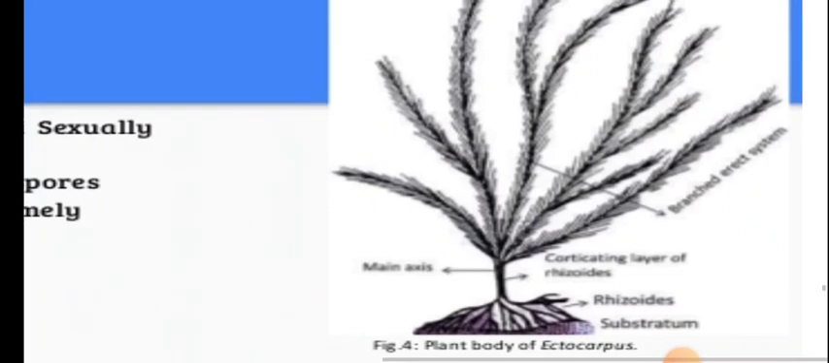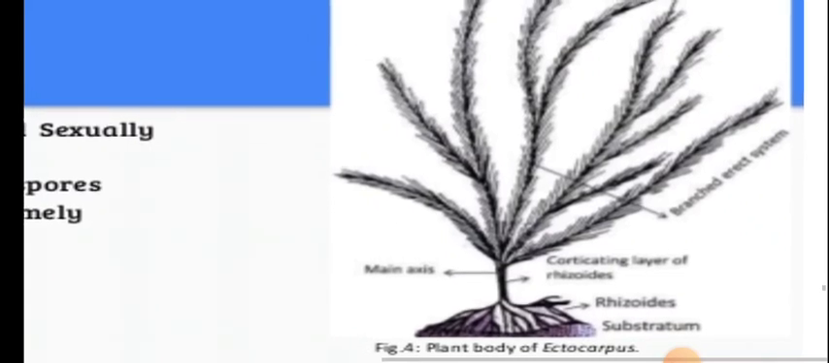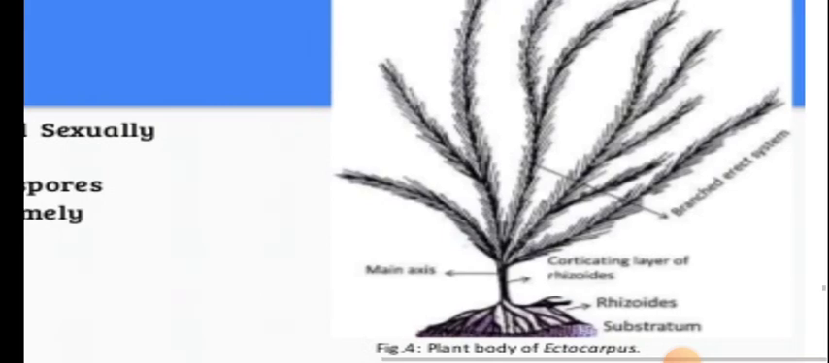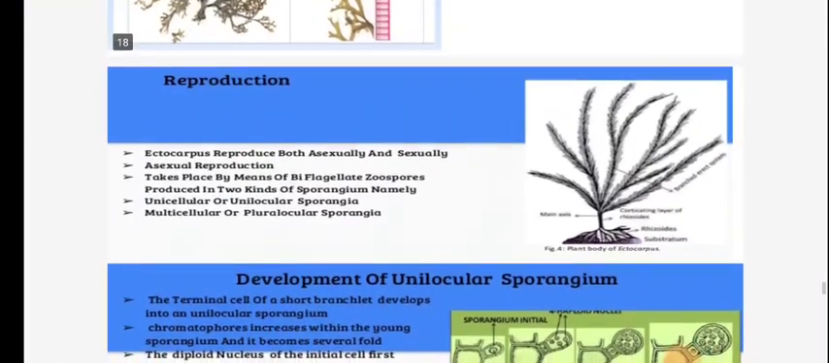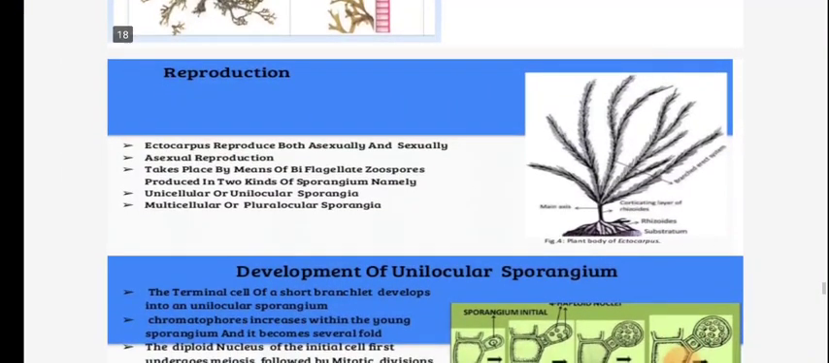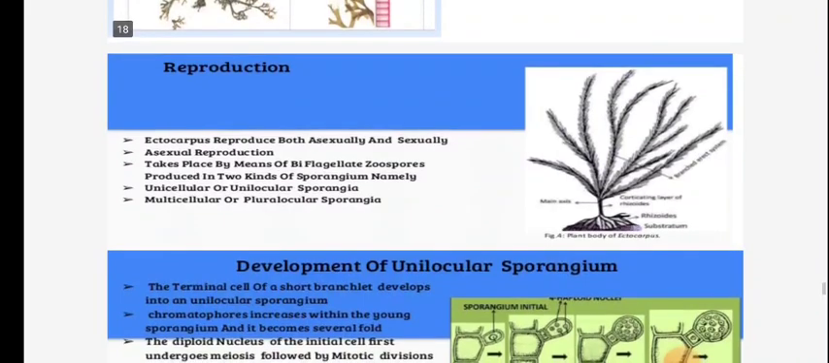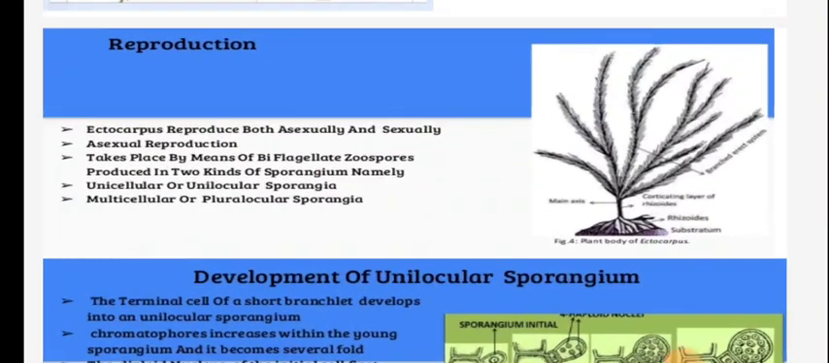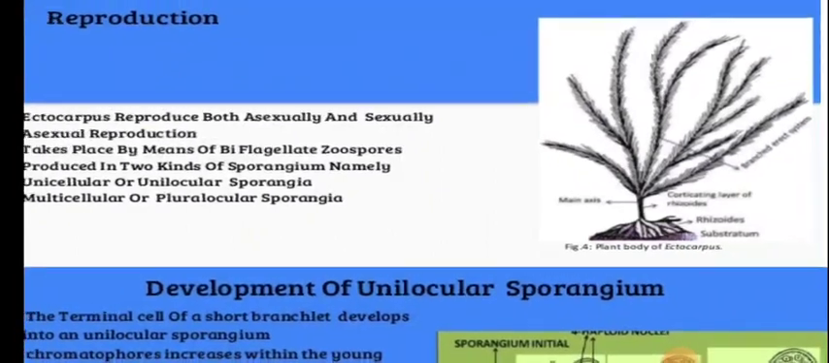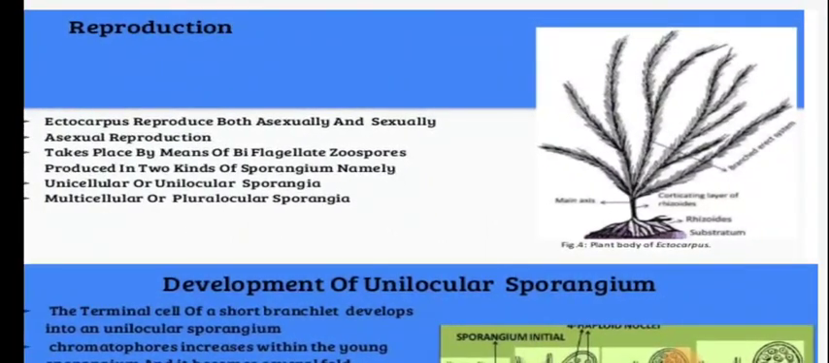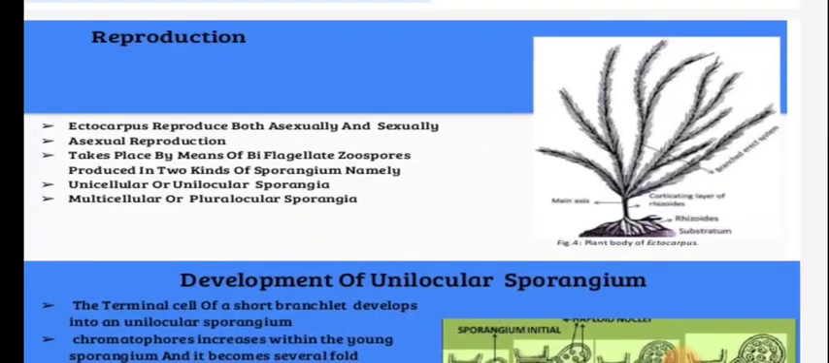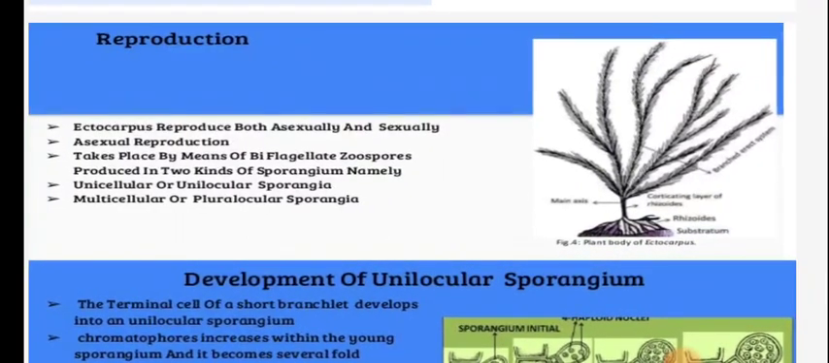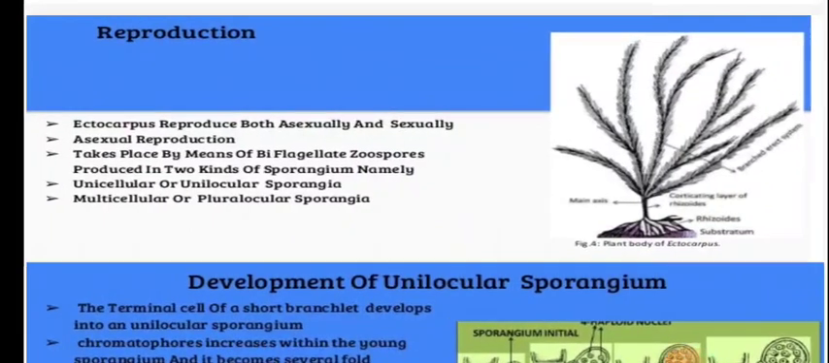Then it shows the branches are erect, generally seen, because the thallus is attached to the rocks. So Ectocarpales is a very specific order. It reproduces asexually and sexually. Asexual reproduction takes place by means of biflagellated zoospores, and there are two kinds of sporangia, unilocular or unicellular, and the multicellular or plurilocular sporangia.